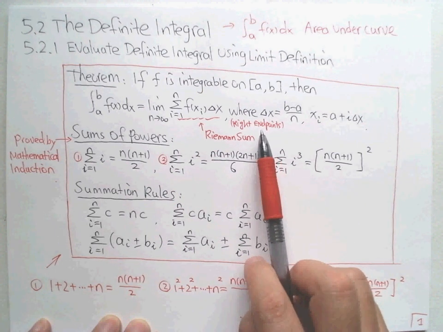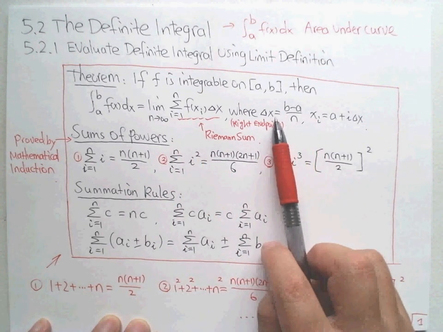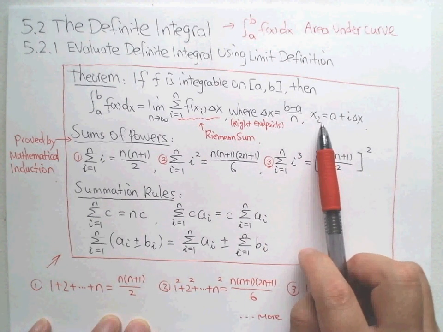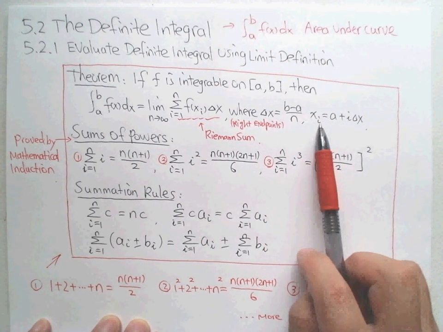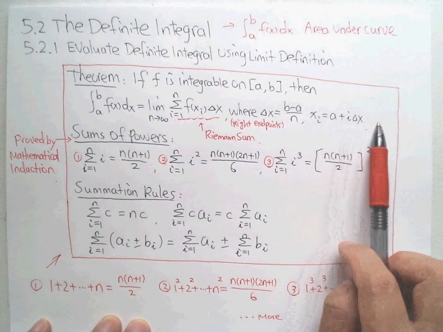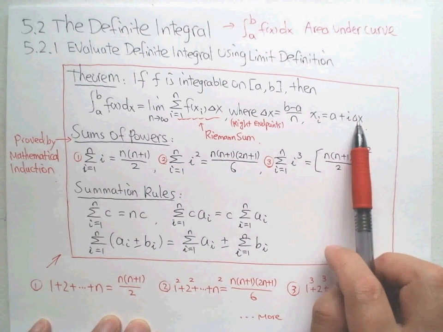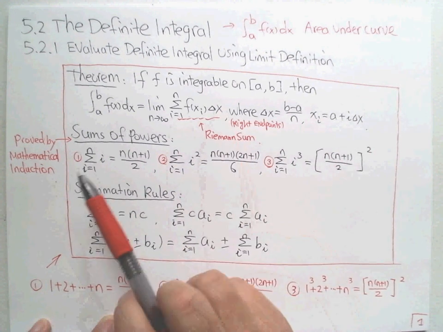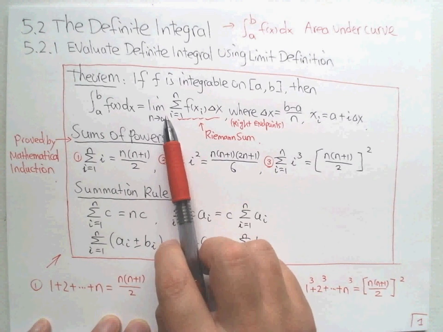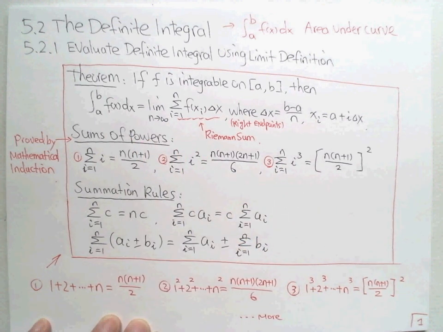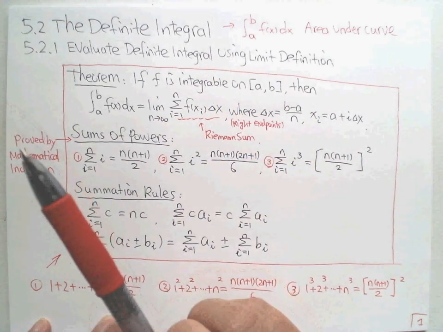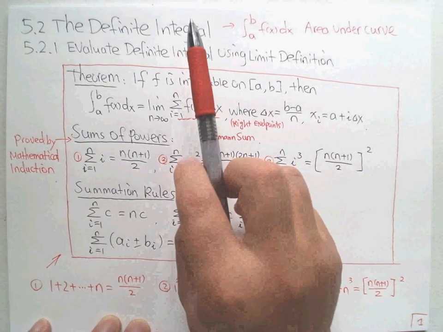So we know how to find the delta x increment and how to find the dividing points. x0 is a, and xi moves right i times delta x. So this theorem tells us we can use the definition of the limit to find the area, and the area we define as the definite integral. This is the major purpose of Calculus 2.